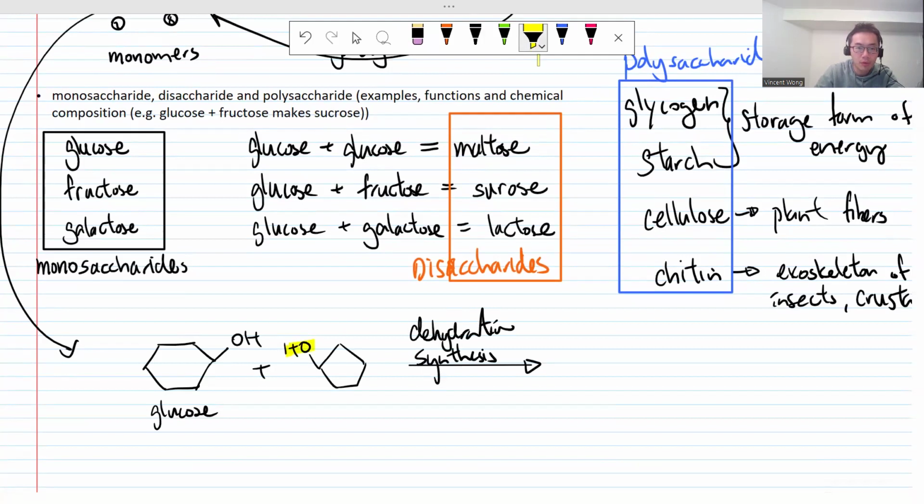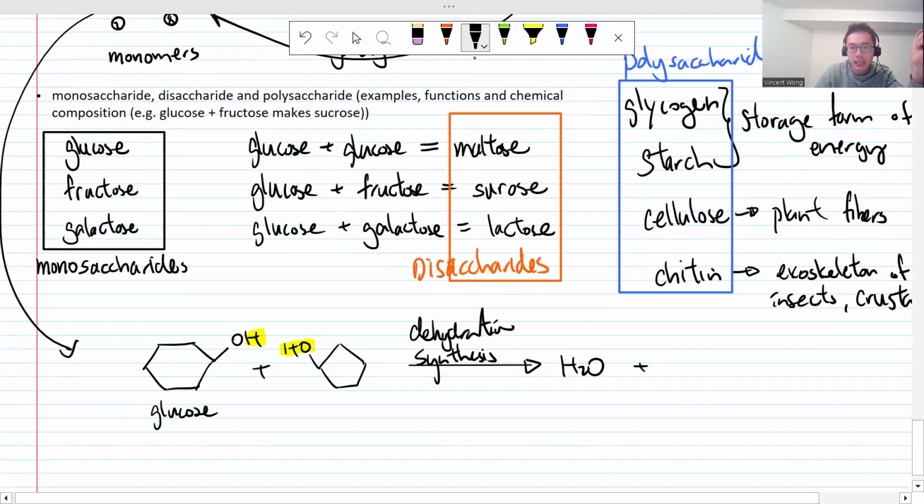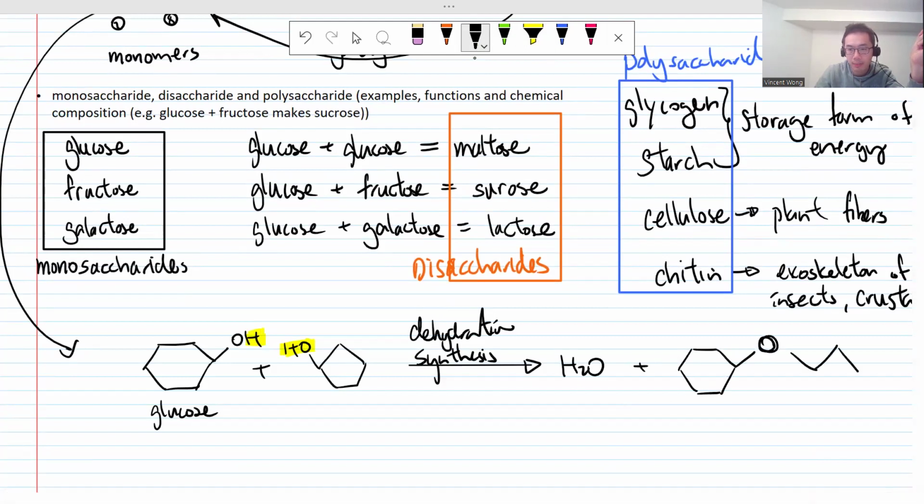Well, we're going to have to remove OH from one of them, and it doesn't matter which one you take, okay? So you take OH from one of them, and then you take an H from the other one. The H and the OH, the highlighted part, come together to form water, and then you're going to have the hexagon and the left-behind O, and then it's going to connect to the pentagon. That is basically the process of dehydration synthesis.